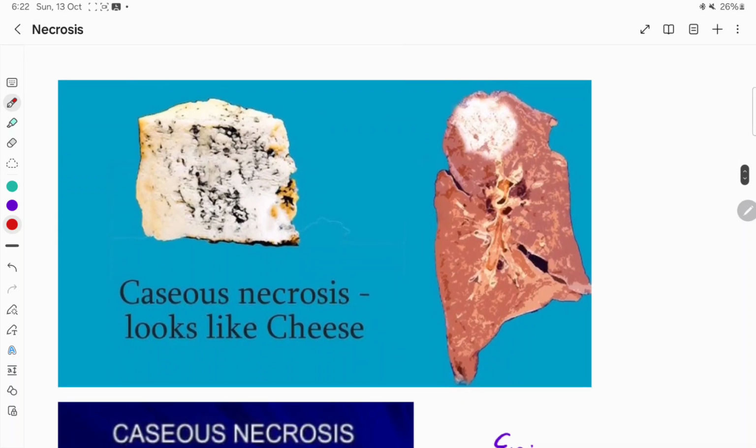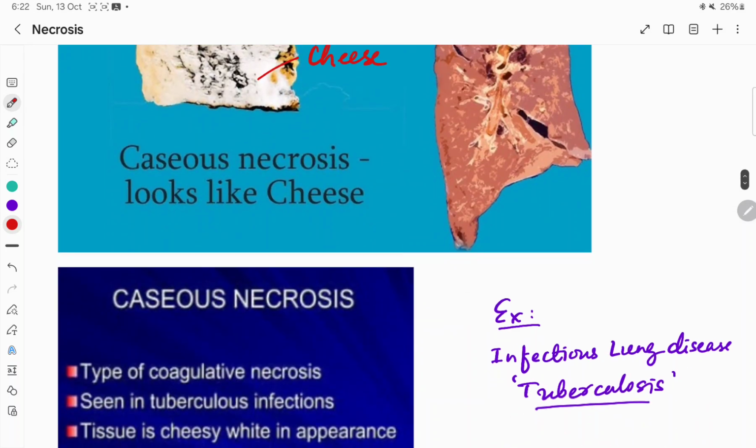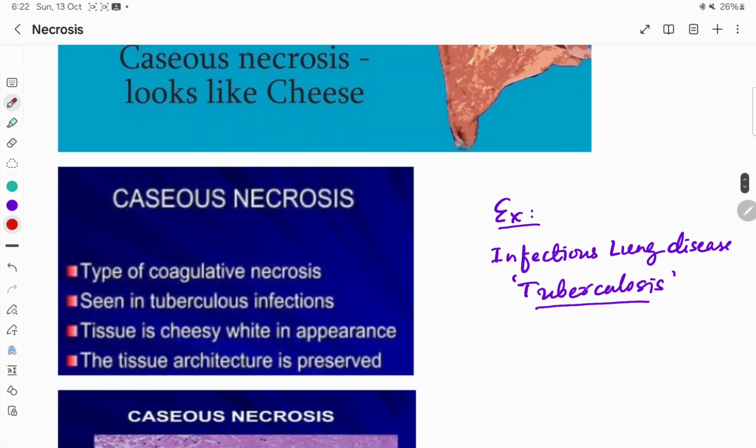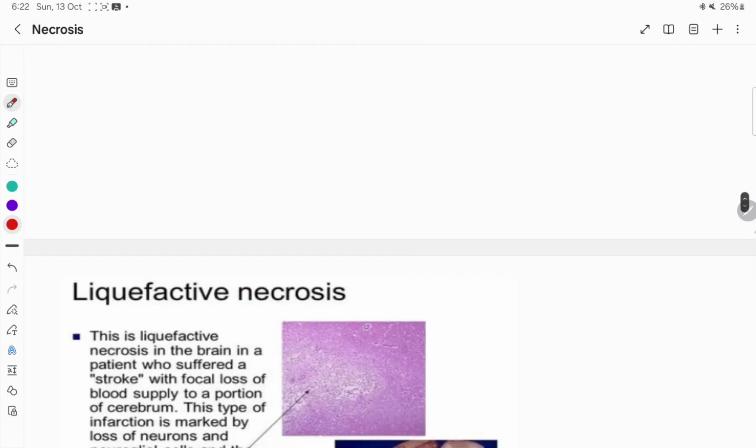Then a type of coagulative necrosis, that is caseous necrosis, and we can say that it is a combination of coagulative and liquefactive necrosis, where it looks like cheese. So mostly in tuberculosis, the infectious lung disease, this type of necrosis occurs, and it appears cheesy white. So histopathologically it can be seen like this.